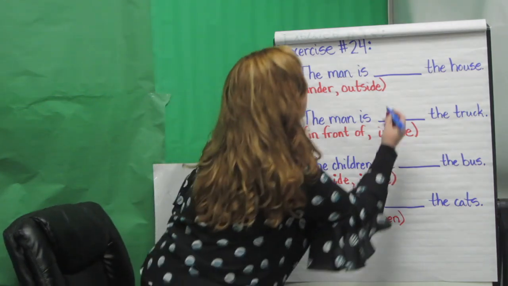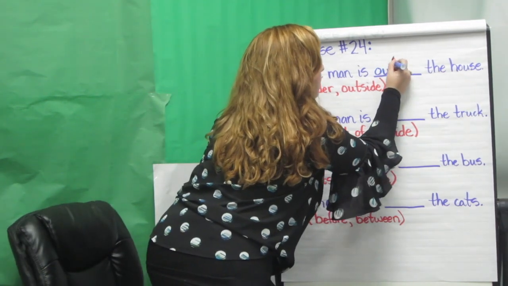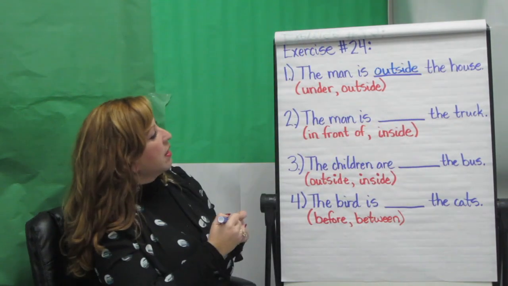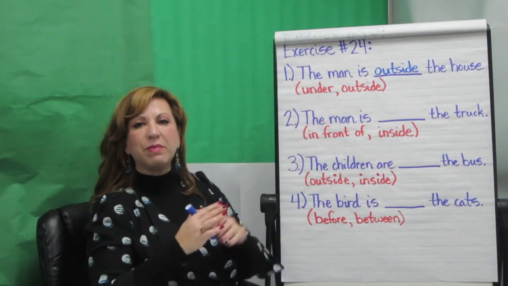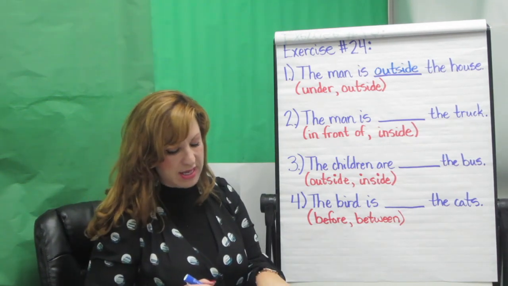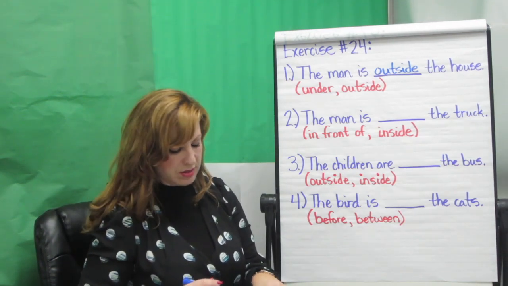The man is outside the house. Because under would mean he would be under the house. And in this picture, we could see he is outside the house.